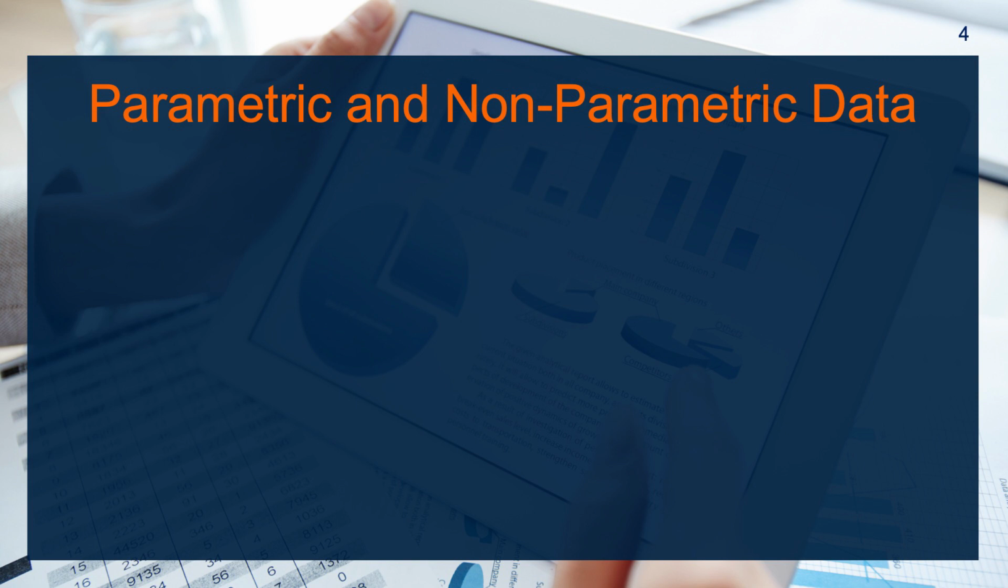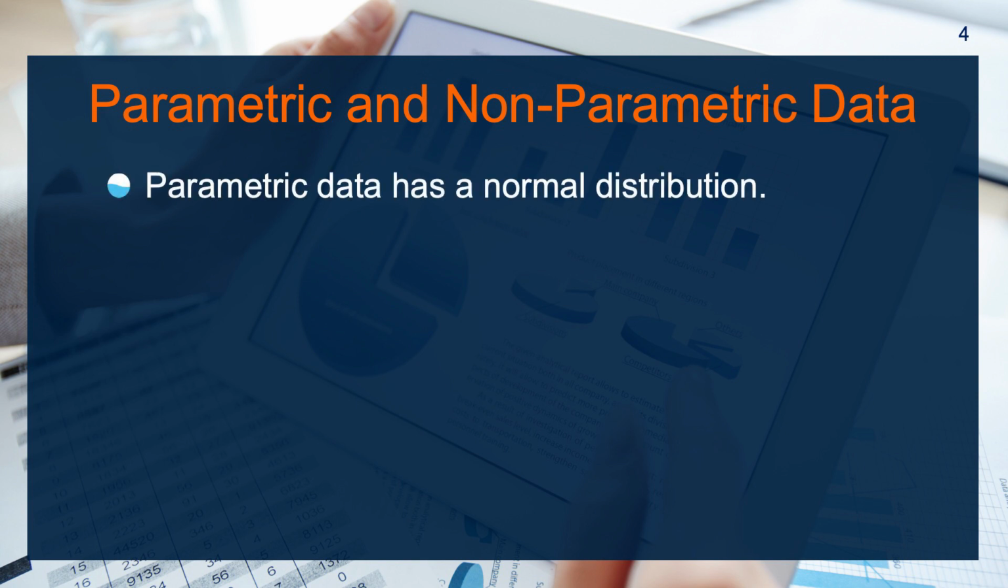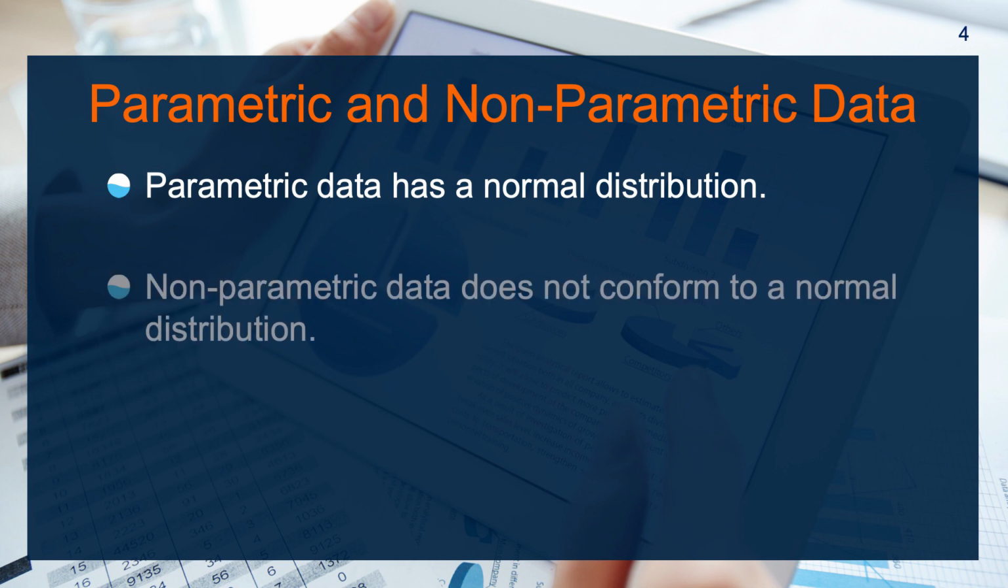So a recap on parametric and non-parametric data. Parametric data is data that has a normal distribution. That is to say, one that conforms to the standard normal distribution. If you remember, that's like the bell curve distribution of data. Non-parametric data, for one reason or another, does not conform to a normal distribution.